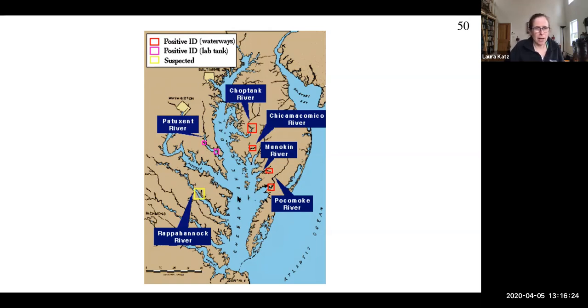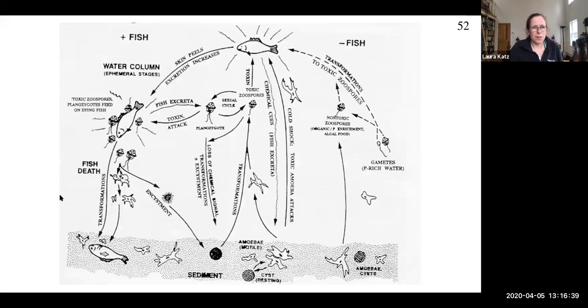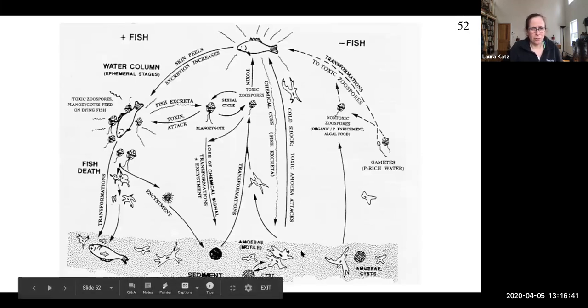In the Chesapeake Bay, the dinoflagellate Pfiesteria was named after Dr. Louis Pfister, who did show that dinoflagellates can have multiple life cycle stages, but in this case, the claim was 24 different stages, and the end of the story is not very convincing. But the claim was that this was the life cycle of the dinoflagellate in this marine setting.